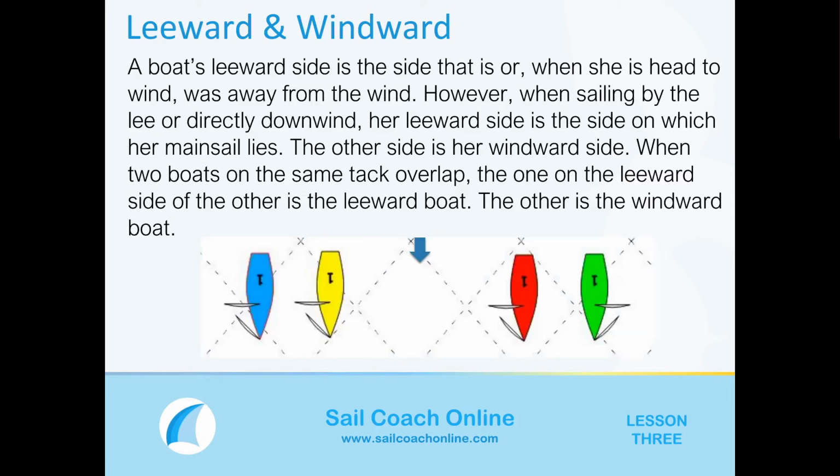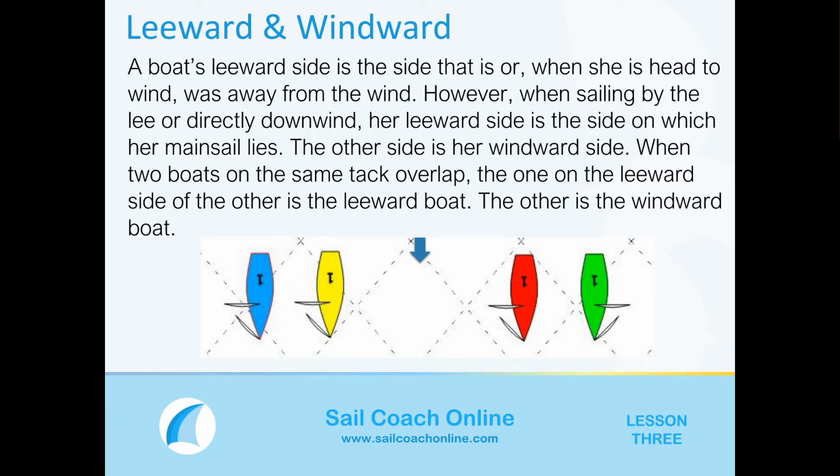So on the left-hand side, we have the yellow and the blue boat. They're going downwind. They're on the same tack. And the boat on the right-hand side, the yellow boat, would be deemed to be the windward boat. And the blue boat would be deemed to be the leeward boat. And this is because the sails lie on the leeward side of both boats.